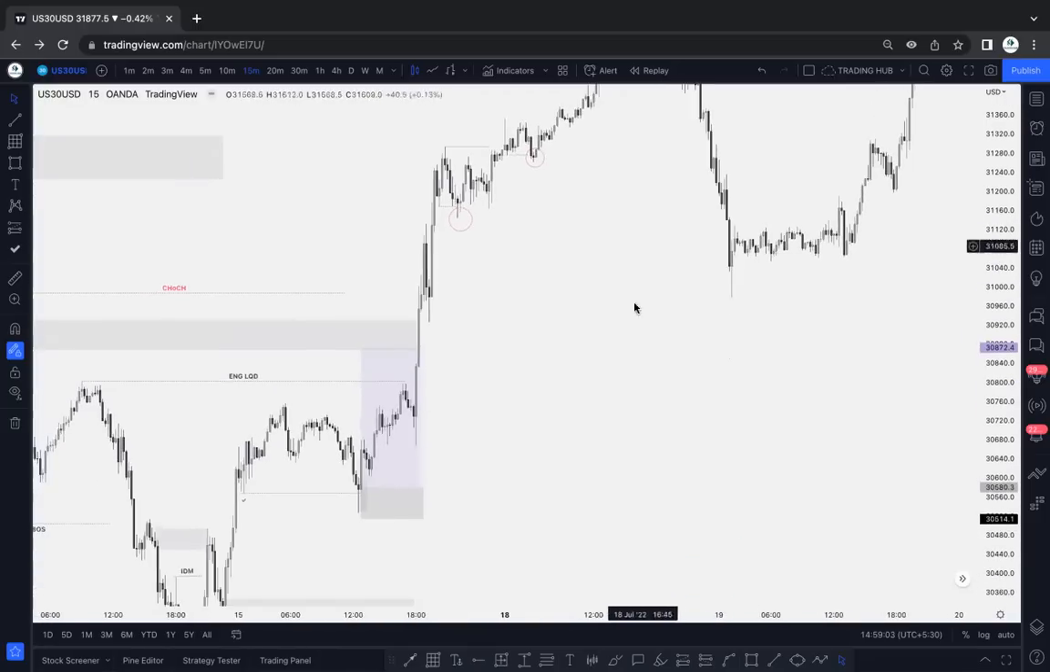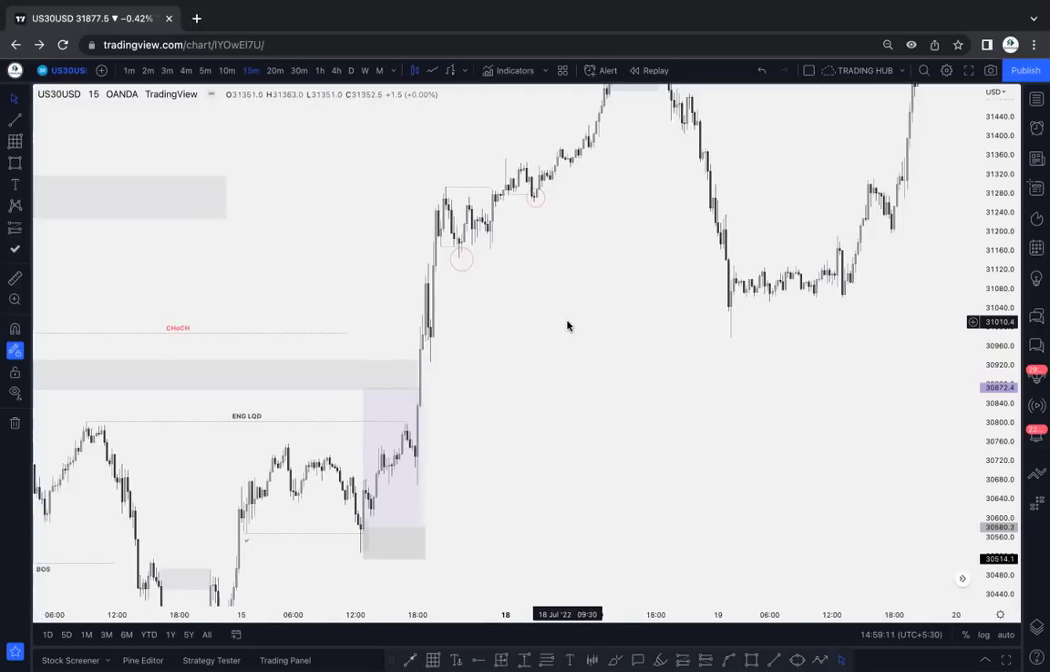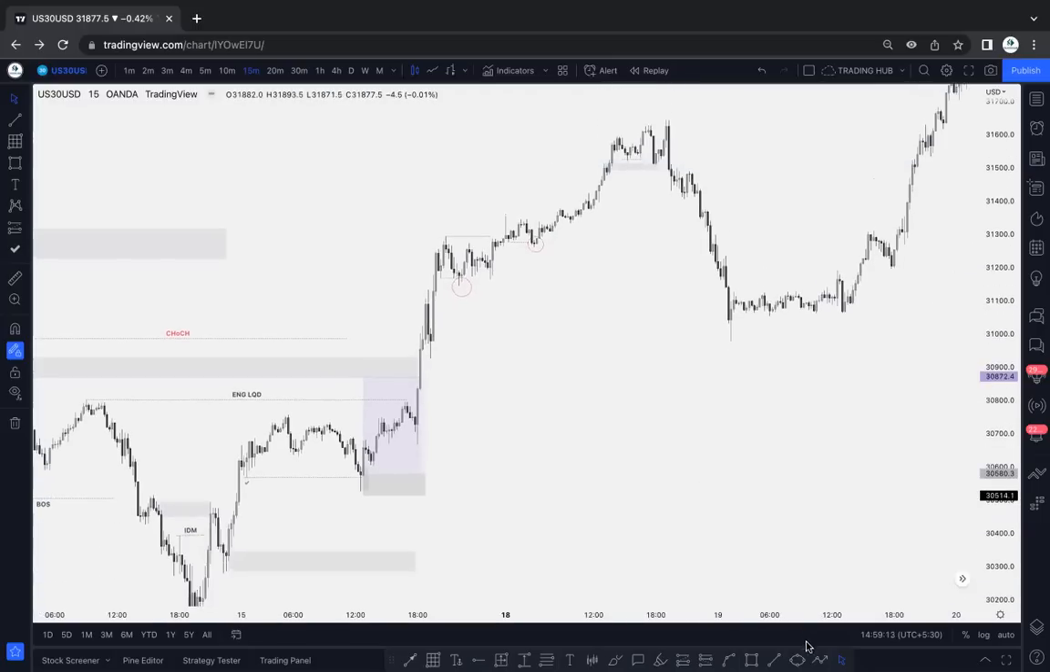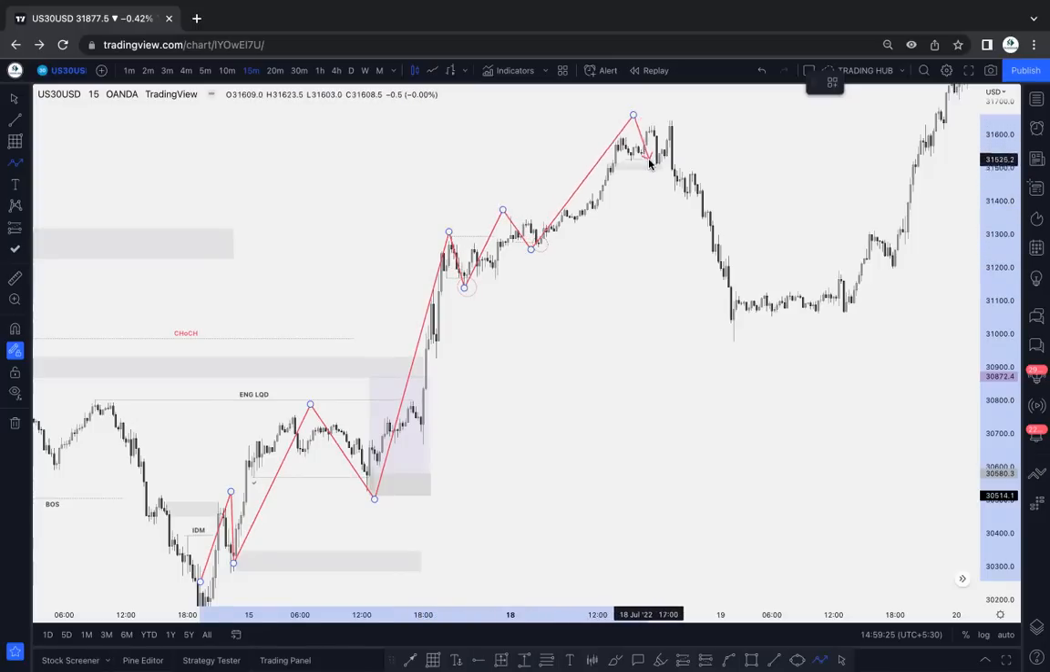Actually, this is an internal structure, an internal range, you can say, in other words, because at this point, you can see, if I mark this structure something like this, and this moves like this. Okay, so this is our first inducement.